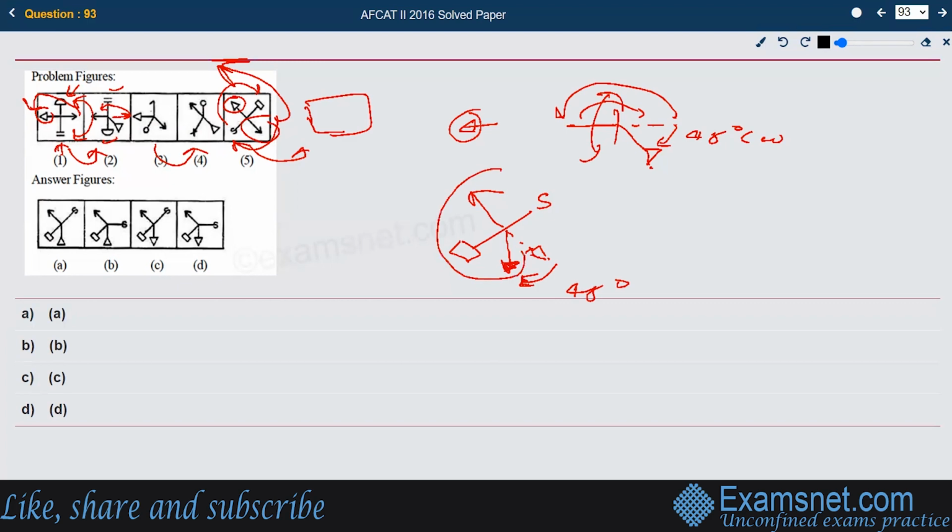Okay, this particular figure is part of which of the options? If you see it carefully, this particular figure is the part of option C. So that seems to be the right answer.